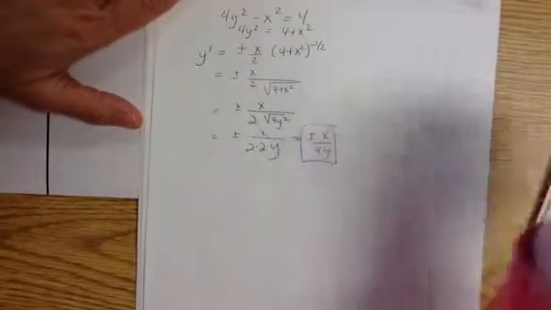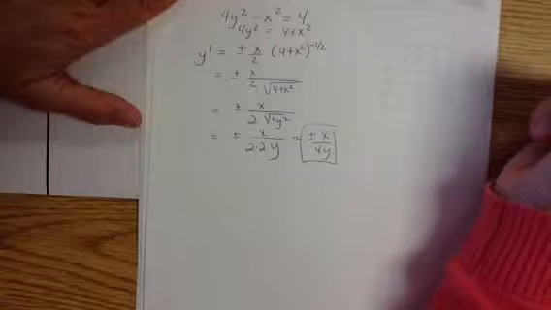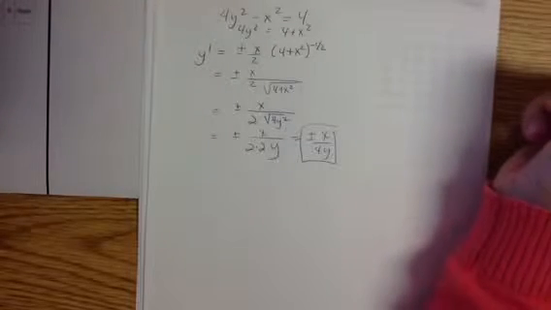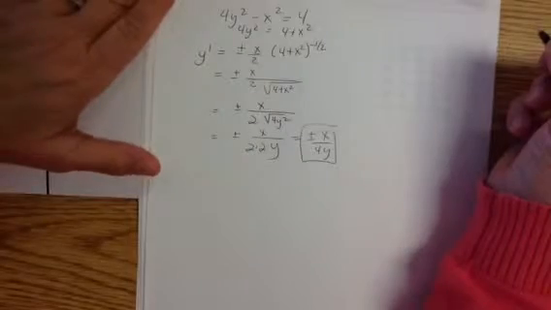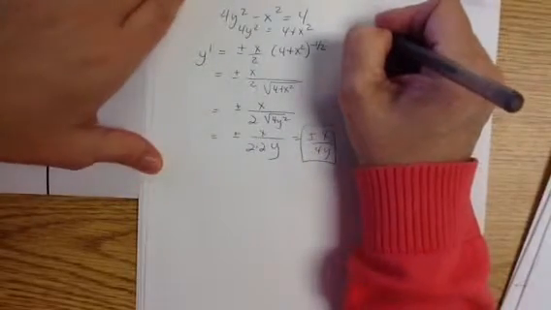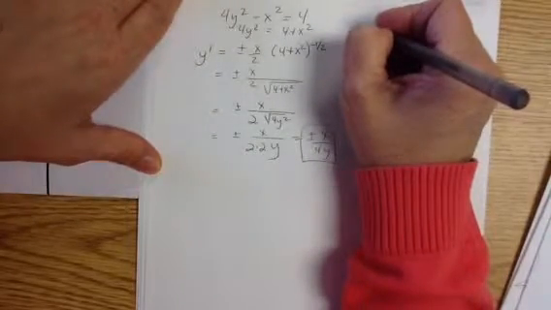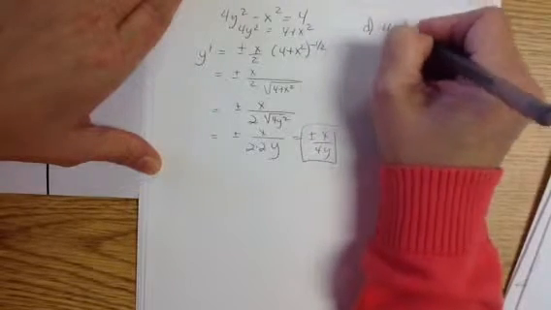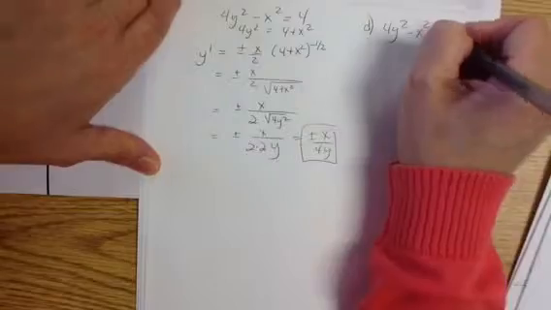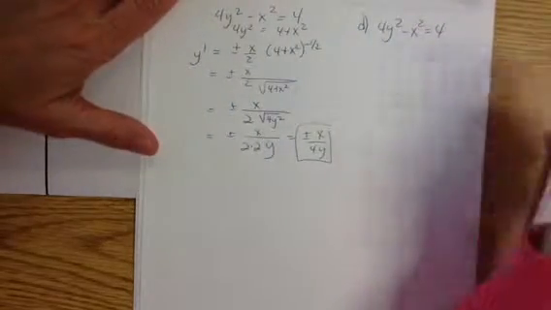Never would have thought of simplifying it like that, but that's the explicit way. It is a lot of work to take it and make it look like this. The next part of 34 says, in part D, let's just solve this implicitly and see why implicit differentiation is sometimes easier.